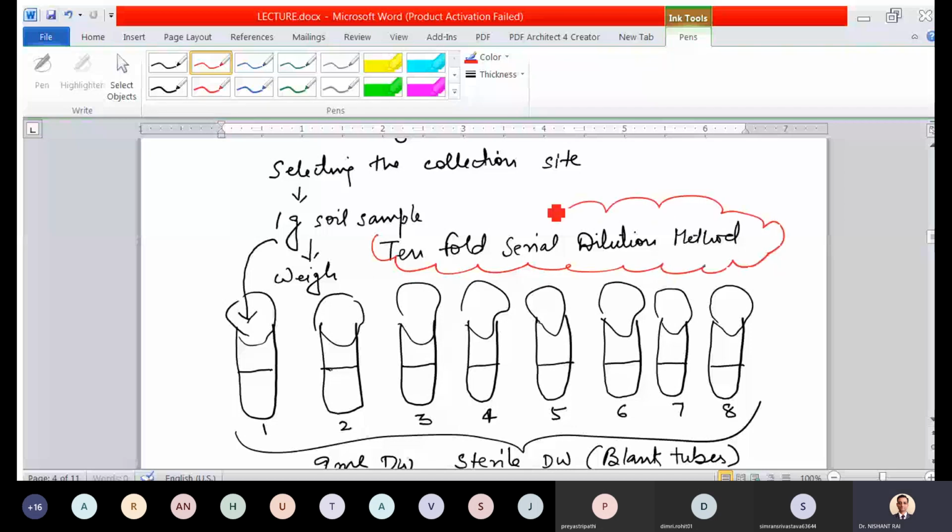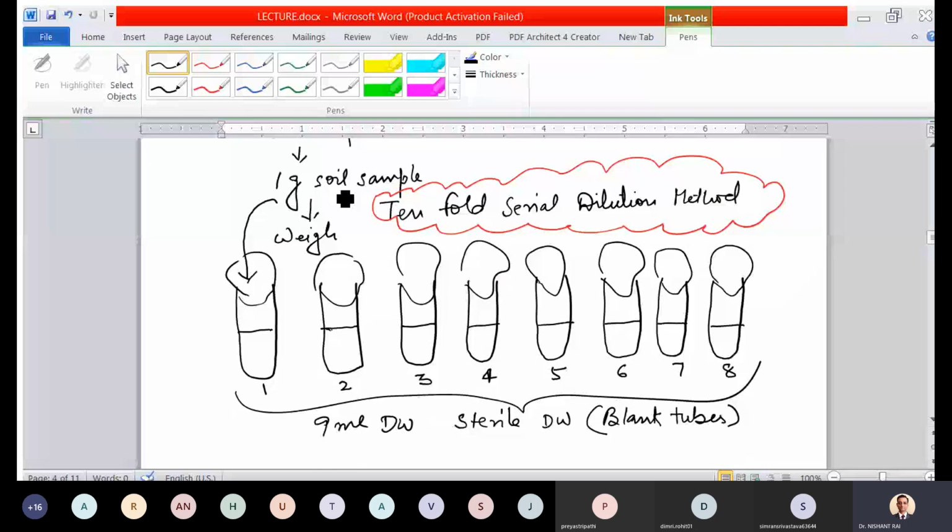This method is called as tenfold serial dilution method because here we will dilute the given sample tenfold, that is 10 times each step serially. We will serially dilute the given sample 10 times or tenfold at each step. Now see how. First, what we'll do, we'll take 1 gram of soil sample and resuspend in 9 ml of distilled water. Right? So this first test tube is suspended with 1 gram of soil sample. You can make even 1 ml of soil suspension.